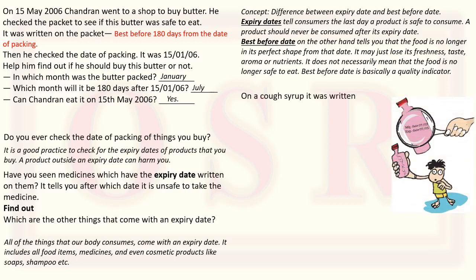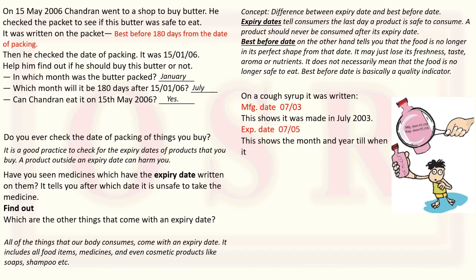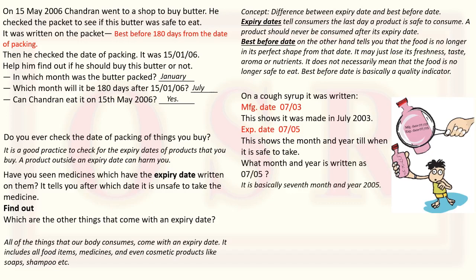On a cough syrup it was written manufacturing date 0703. This shows it was made in July 2003. Expiry date 0705. This shows the month and year till when it is safe to take. What month and year is written as 0705? So first is month, then is year. So basically it is 7th month and year 2005. So it is May 2005.